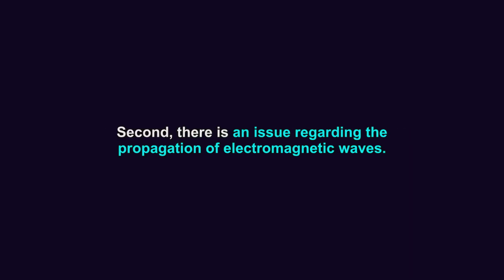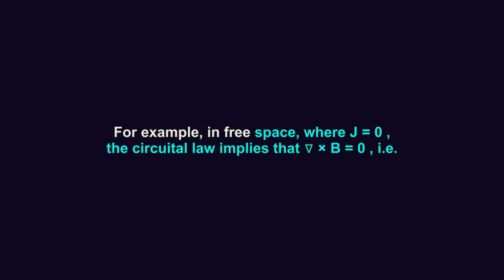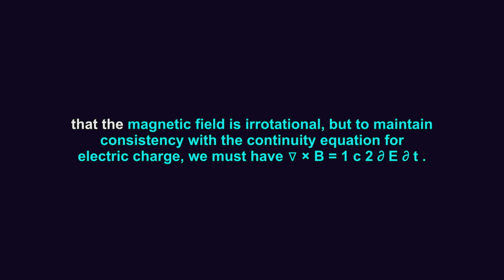Second, there is an issue regarding the propagation of electromagnetic waves. For example, in free space, where J = 0, the circuital law implies that ∇ × B = 0, i.e. that the magnetic field is irrotational. But to maintain consistency with the continuity equation for electric charge, we must have ∇ × B = (1/c²) ∂E/∂t.